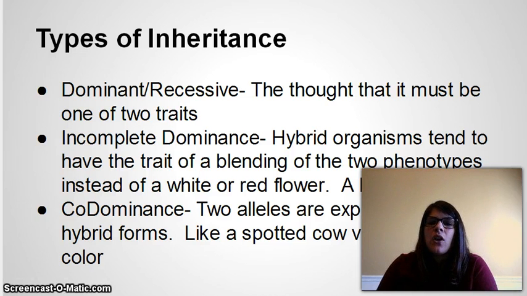And then we have codominance. Two alleles are expressed in the hybrid form. So when you see a spotted cow, you're going to see two colors. Those are both dominant forms versus having a solid color, which is only dominant or recessive.